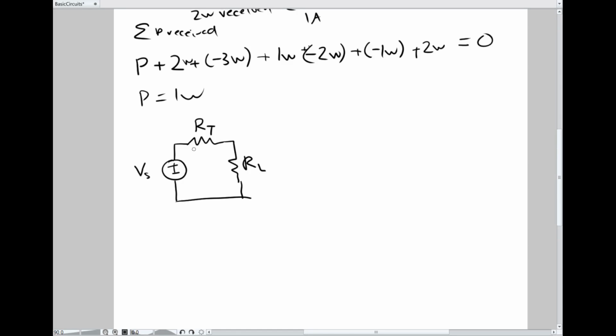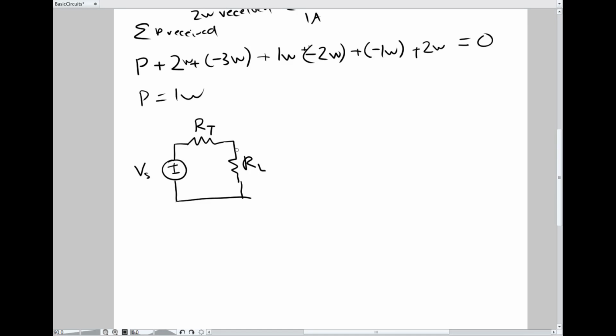If the problem is this, if we fix RT and we fix VS, we can vary RL. What RL do we pick that maximizes the power dissipated by RL? Which means that given this voltage, and given that it has to have this resistance attached to it, what resistance do we put on so that we can get the most power out of that source?